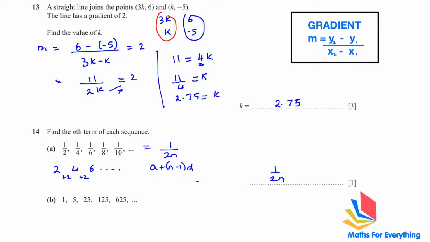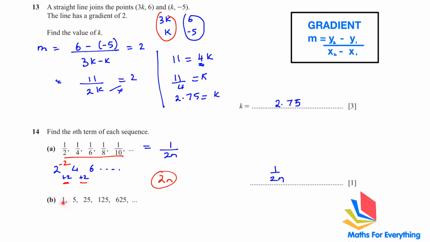There's an easier way to solve this. We know that our difference is 2, correct? So we write 2n. And then from the first term, we minus the difference. 2 minus 2 is 0. So we get 2n and we replace it in the denominator.